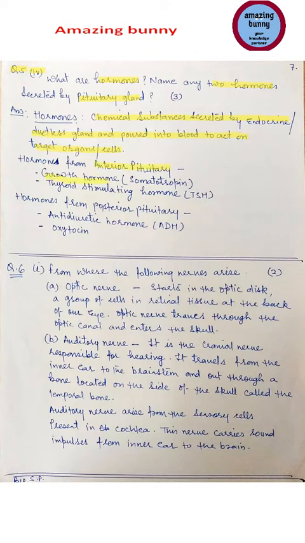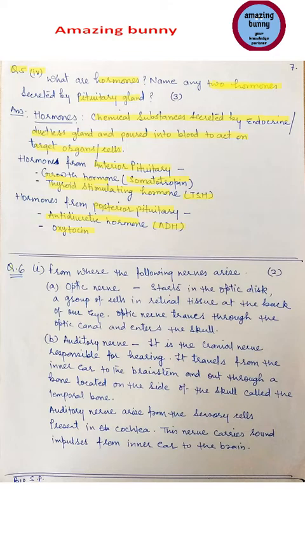First is growth hormone, which is also known as somatotropin. Second is thyroid stimulating hormone or TSH. Hormones from posterior pituitary, antidiuretic hormone or vasopressin or ADH, and oxytocin. So here you have to write only two hormones, whether you write both hormones from anterior pituitary or posterior pituitary, or one from anterior or one from posterior.